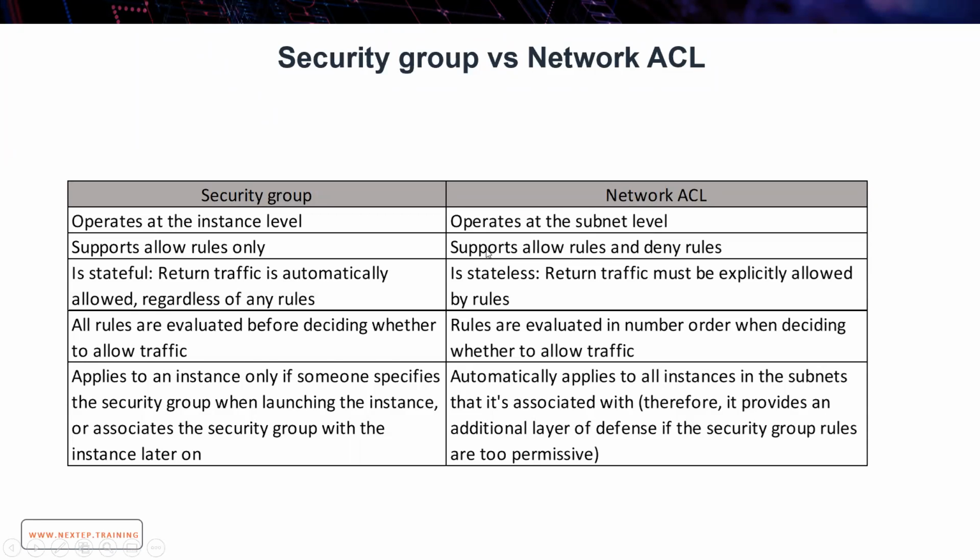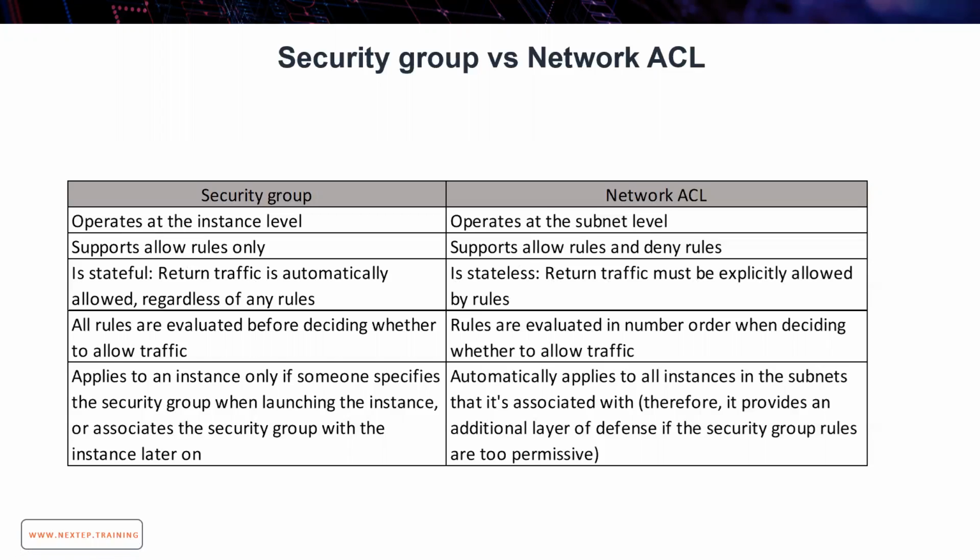So network ACL, it supports allow rules and deny rules. We looked at it. It allows and denies. Okay. And security group is stateful, meaning return traffic is automatically allowed regardless of any rules. Even if you delete the complete outbound rules, still it is allowed. Once the packet comes in, it will go out, period. But network ACL, no. Return traffic must be explicitly allowed by rules.